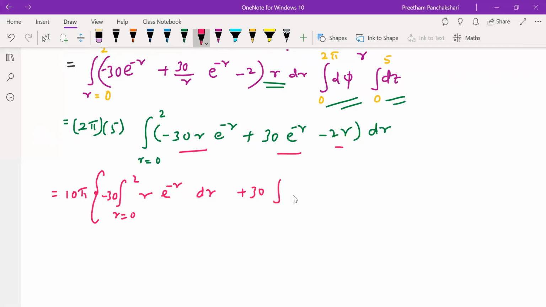Next one is 30 integral of e power minus r, again r is equal to 0 to 2. Here integration was common, separate outside it was written. Now we can take it in for each term separately. Next is minus 2 integral r equal to 0 to 2, r dr.